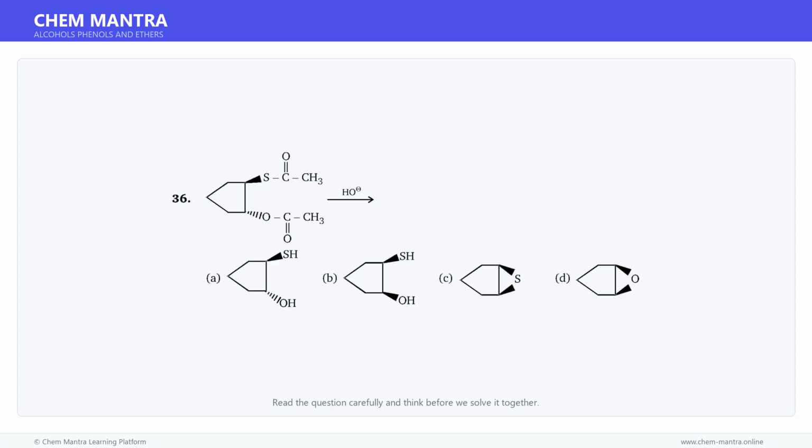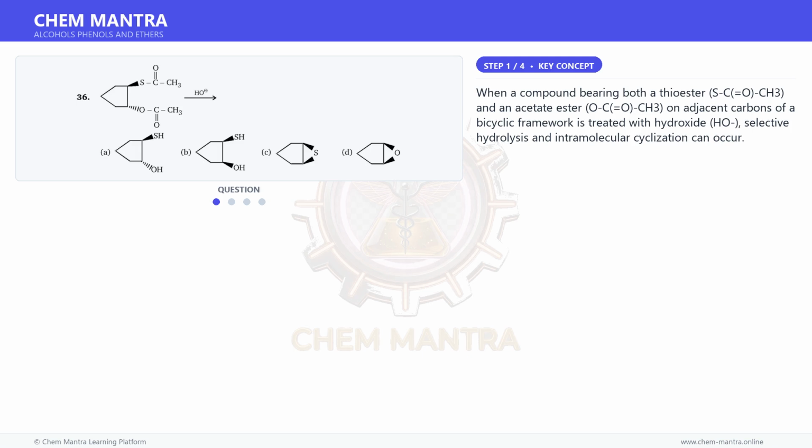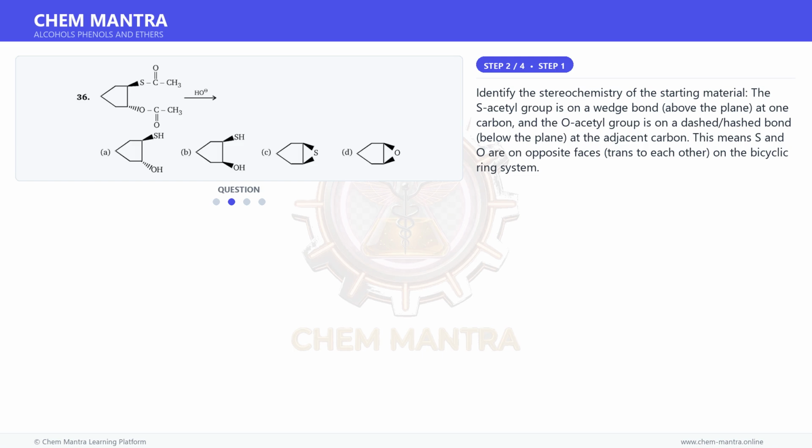Here is a question. Read it carefully and think about the answer. Let us solve it step by step. Let us first understand the key concept here. When a compound bearing both a thioester, SC(=O)CH3, and an acetate ester, OC(=O)CH3, on adjacent carbons of a bicyclic framework is treated with hydroxide, HO⁻, selective hydrolysis and intramolecular cyclization can occur.